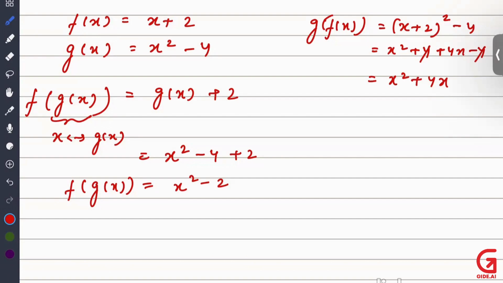All right. The same thing can be asked in the form of a table, or in the form of a graph. So if I ask you what is f(3), you replace x with 3 in the function f, that would be 5. What is f(-2)? In the place of x, you write -2, that would be 0. What is g(2)? g(2) is 4 - 4, that's 0.